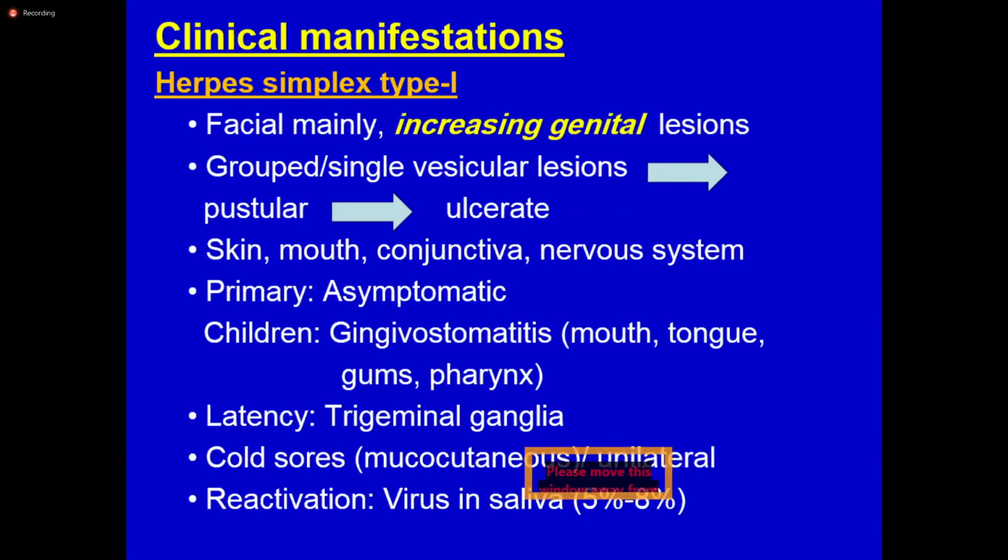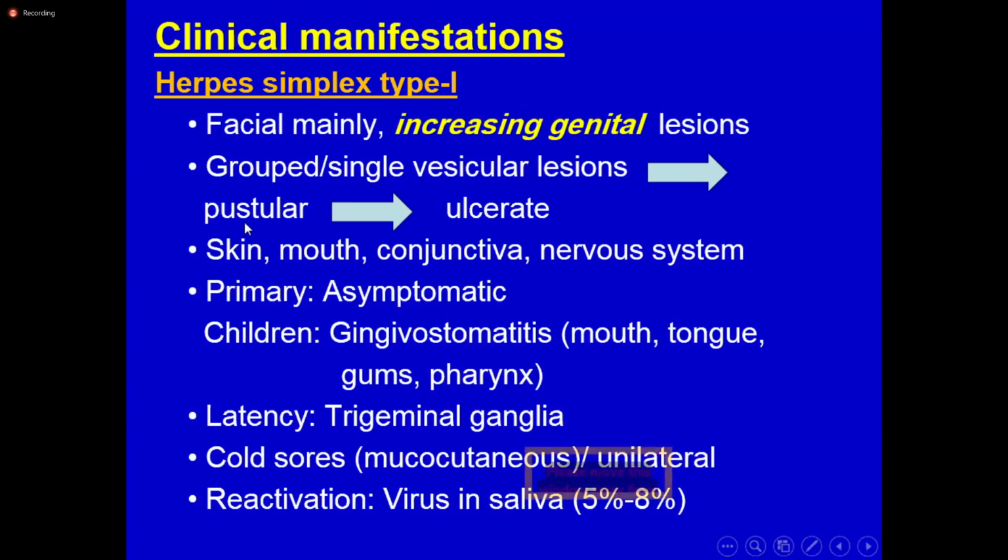Clinical manifestations: herpes simplex type 1, above the waist, can cause facial infection, mainly in the face. These type 1 viruses are also increasingly causing genital lesions. We are starting to see that, while type 2 is the genital one, type 1 can possibly cause genital lesions. The lesions are either grouped, a group of lesions, or can be a single vesicular lesion.